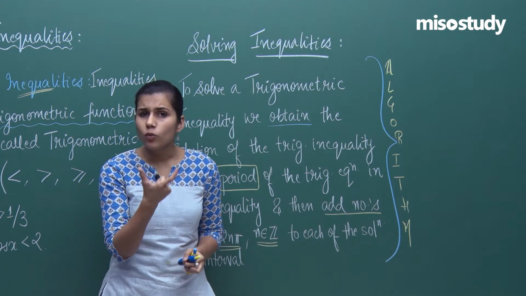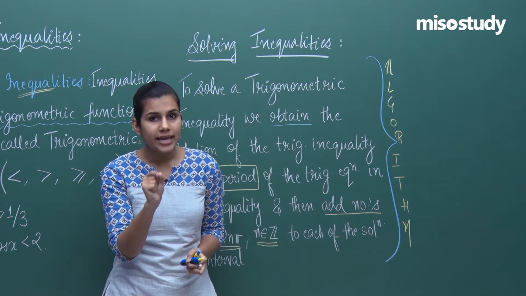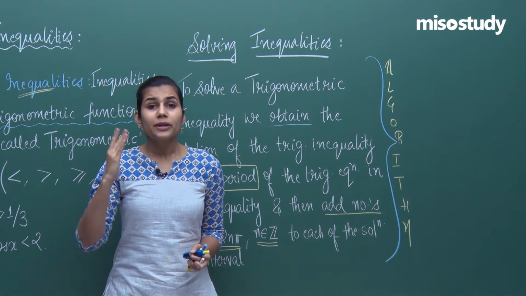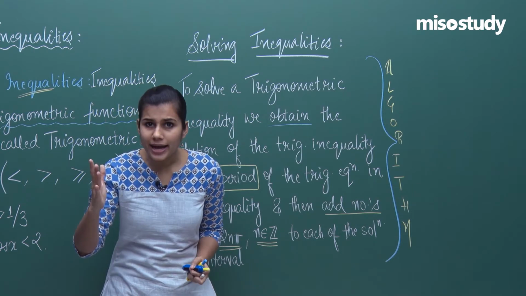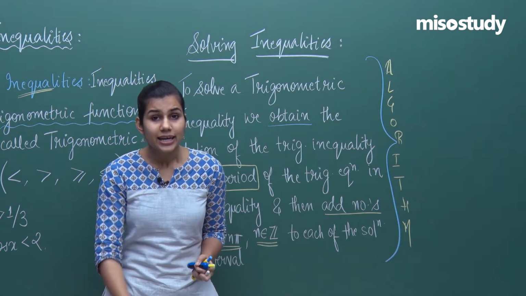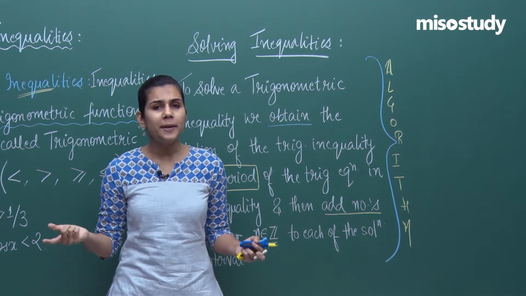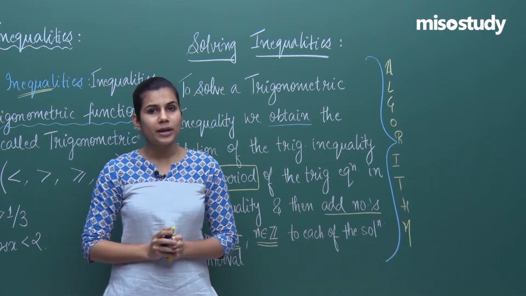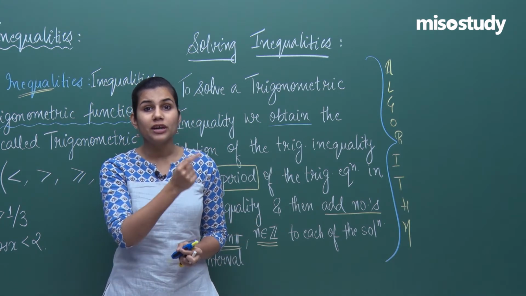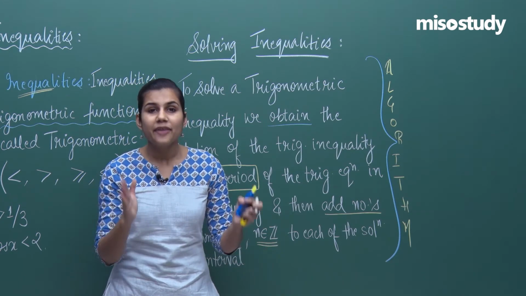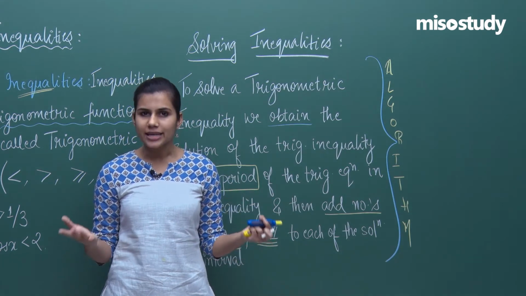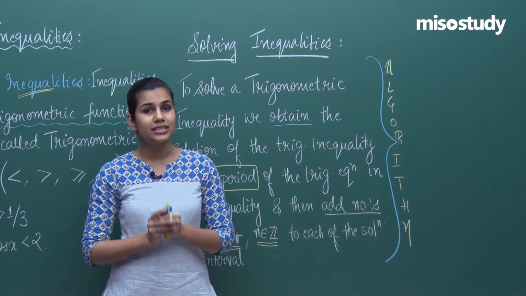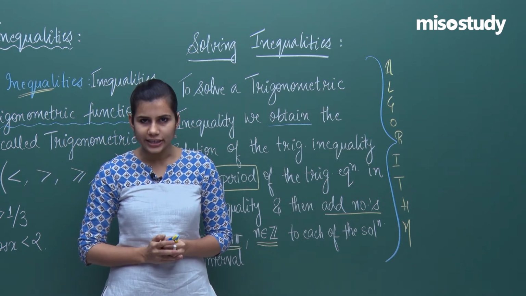Just because if in one interval there is a point, say x, for which the trigonometric function is behaving in such a manner that the inequality is satisfied, definitely when you add 2n pi to that particular x, at the point x plus 2n pi the function's behavior will be exactly the same, and therefore again the inequality will be satisfied. That is why x plus 2n pi will also become a solution of the same trigonometric inequality.